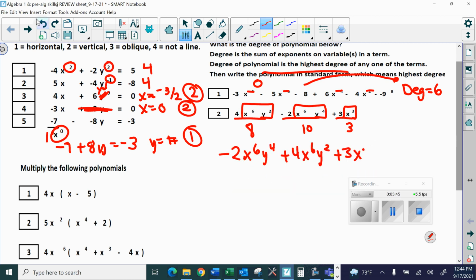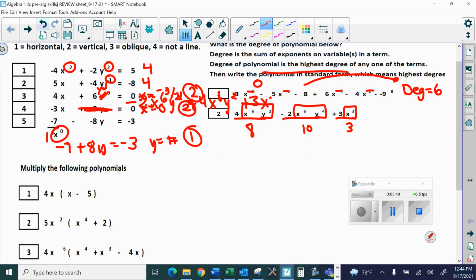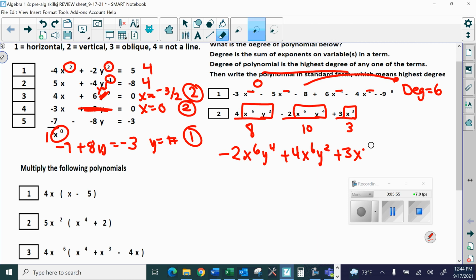Undo that. Go back. Undo that again. I guess I'm going to have to hit the eraser. Let's actually make sure it's erased. Okay. I'll go back. Okay. 3x cubed. All right, so degree is 10.